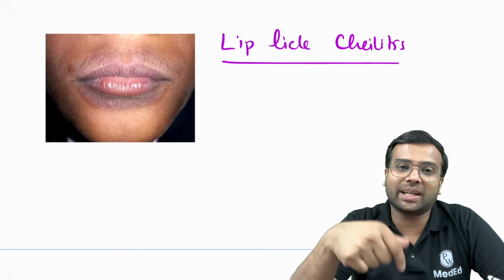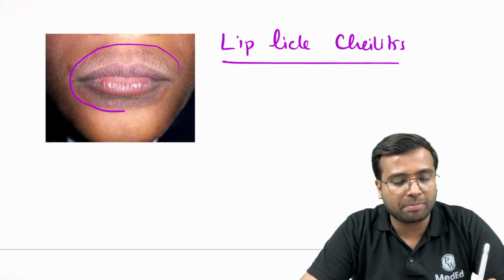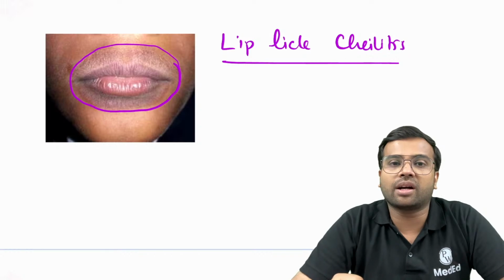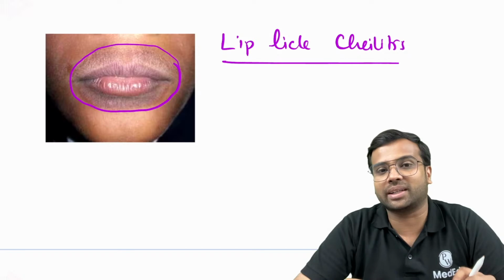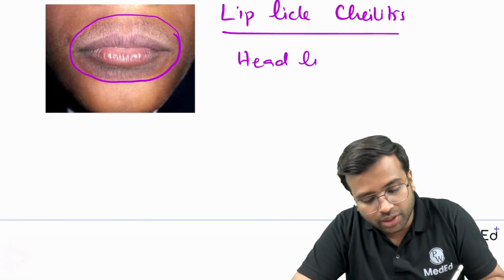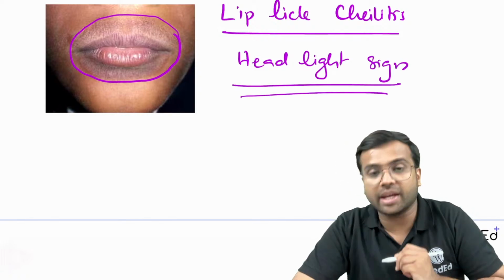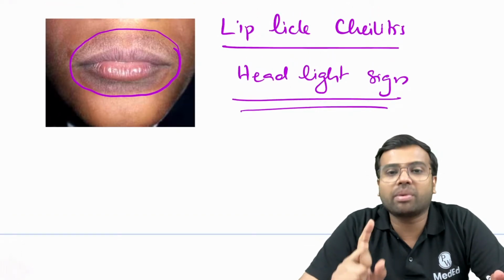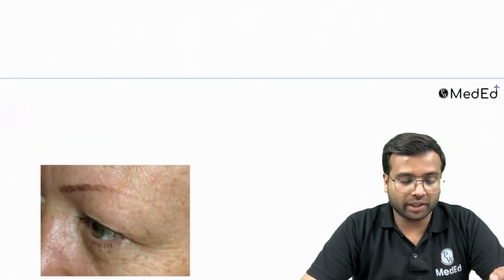So once we wet the lips repeatedly with our tongue, you can find a hyperpigmented rash, some darkening that happens around the lips area. So this looks like a headlight of a bike. So what should be the name of the sign? Yes, this is called the headlight sign that you can see in atopic dermatitis. So this is one of the minor criteria. So remember, headlight sign is seen as a part of lip lick cheilitis in atopic dermatitis.